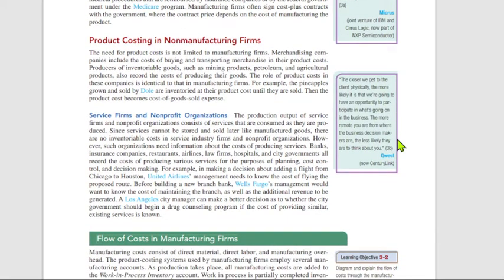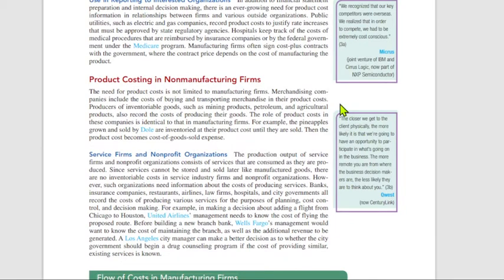According to Quest, the closer we get to the client physically, the more likely it is that we're going to have an opportunity to participate in what's going on in the business. The more remote you are from where the business decision makers are, the less likely they are to think about you. So that is true. In managerial accounting, a management accountant must be well-versed. Dapat alam niya kung anong nangyayari on the operations para makapagbigay siya ng qualified and reliable consultancy work to the company. Okay, let's look at the product costing in non-manufacturing firms.